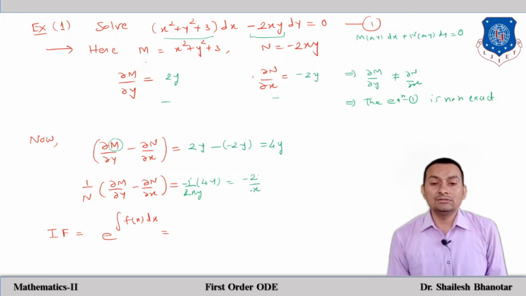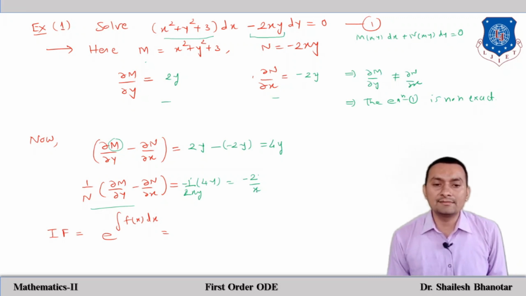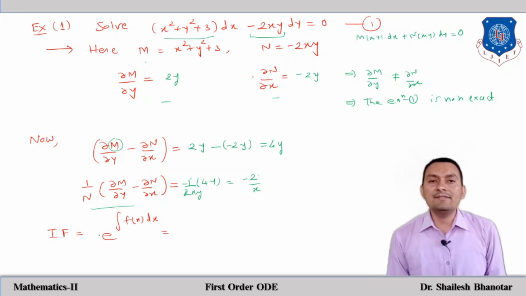Now, this is not the integrating factor. This is our function f(x), 1/N times (∂M/∂y minus ∂N/∂x), and that answer is going to be minus 2 by x. Now our integrating factor will be e raised to the integral of f(x) dx. So let us find this integration. f(x) is nothing but minus 2 times 1 by x.